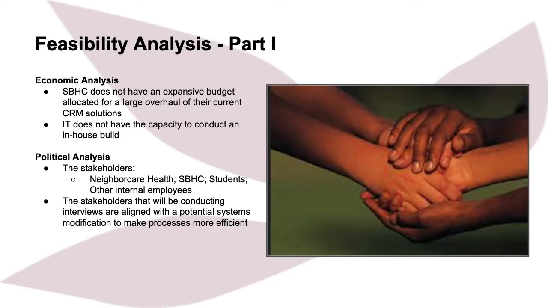Thank you, Amal. The feasibility analysis allows us to gauge the various characteristics about NeighborCare Health and their needs to assess which recommendations may be possible. With regards to the economic analysis, the school-based system doesn't have a large budget, so they can't overhaul the system, and the IT doesn't have the capacity to build anything in-house. The major political stakeholders are NeighborCare Health as an organization, their school-based system, the students, and the other internal employees.